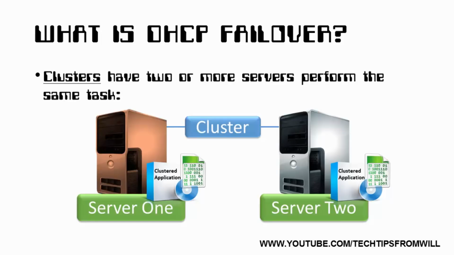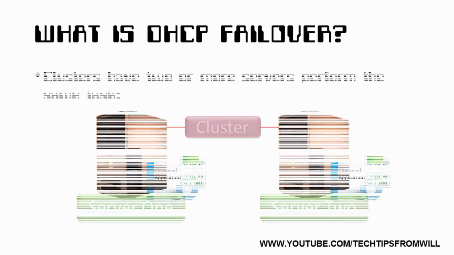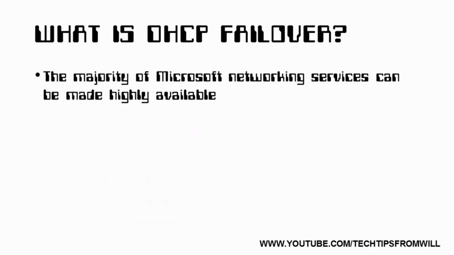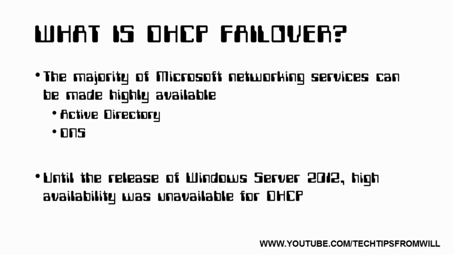As such, the only way the application or service will be made unavailable is if the entire cluster were to fail. Microsoft has worked very hard to ensure that the majority of their core networking services, including Active Directory and DNS, can be clustered and thus configured for high availability. However, until the release of Windows Server 2012, no such functionality existed for DHCP.